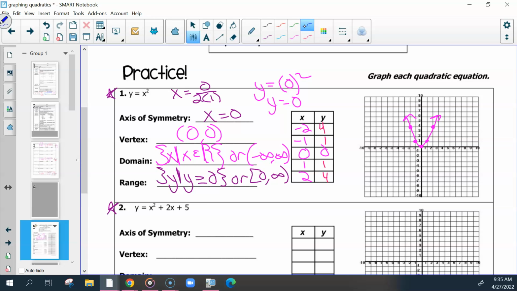You just do this. There is one last thing we need to talk about, which are the roots or solutions or the x-intercepts of a quadratic. Do we have any x-intercepts? Solutions is what that says.